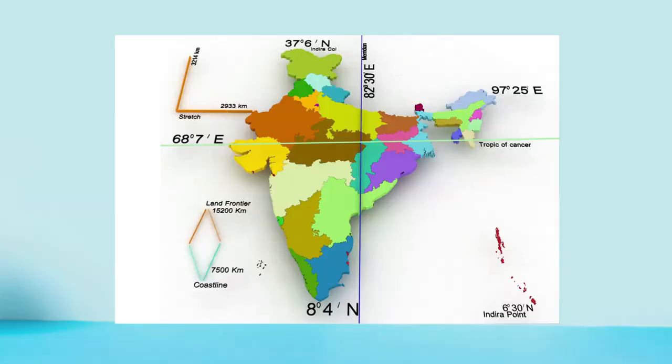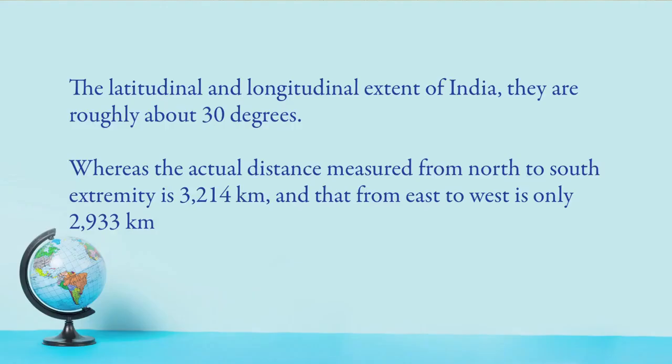Now, the difference between the latitudes and longitudes. If we see India, India seems very long but seems less wide. Although the distance between the latitudes, extreme north and extreme south, is hardly 30 degrees, from east to west again it is 30 degrees. So, don't you think India seems longer but less wide? Yes, the difference is just because of the latitudes and longitudes.